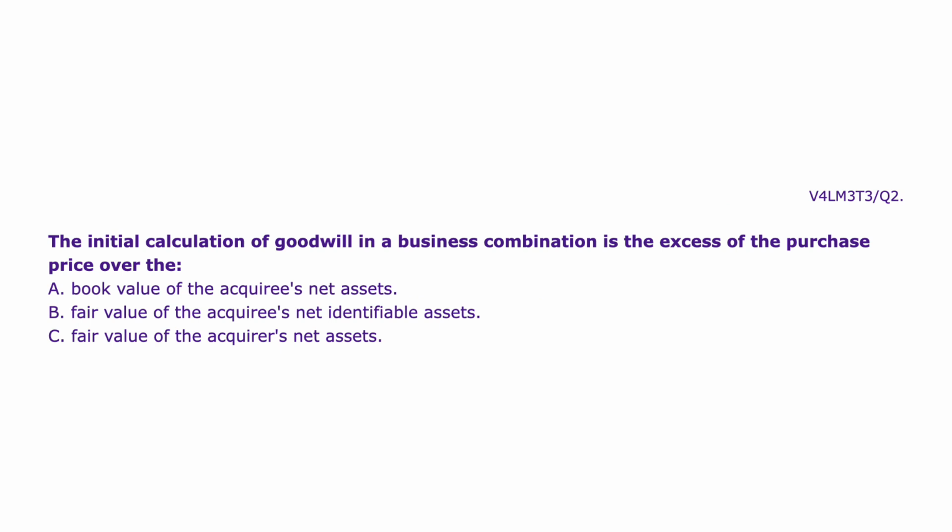The initial calculation of goodwill in a business combination is the excess of the purchase price over the A. Book value of the acquiree's net assets. B. Fair value of the acquiree's net identifiable assets. C. Fair value of the acquirer's net assets.